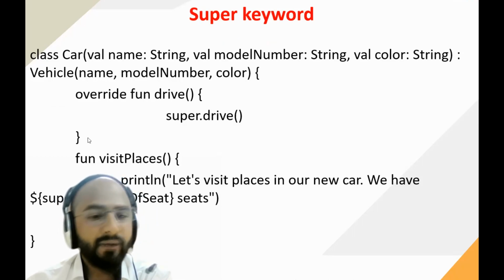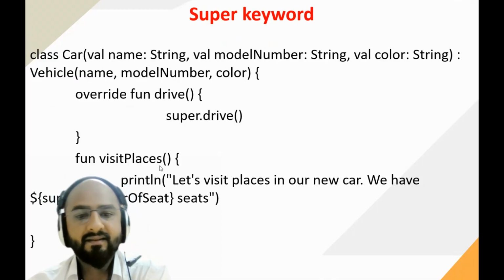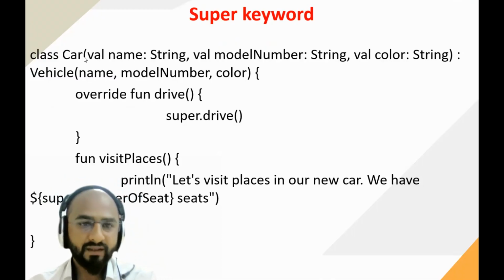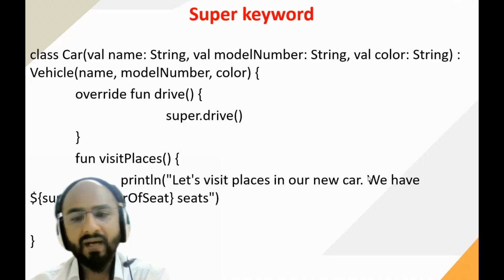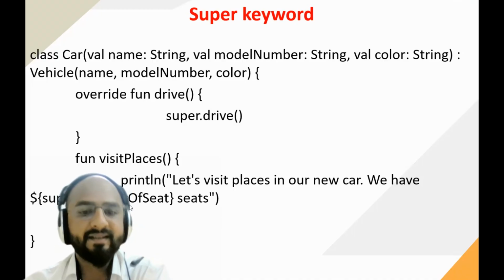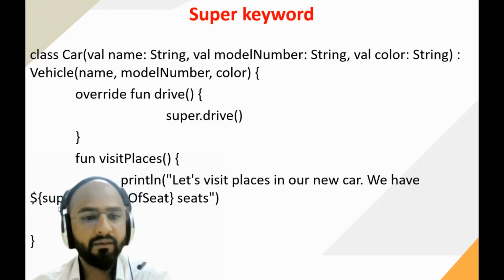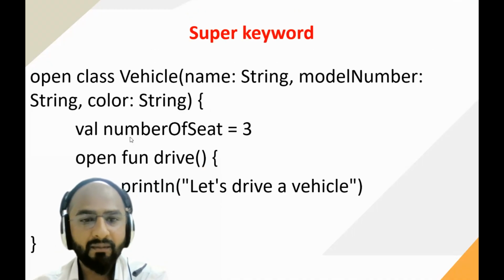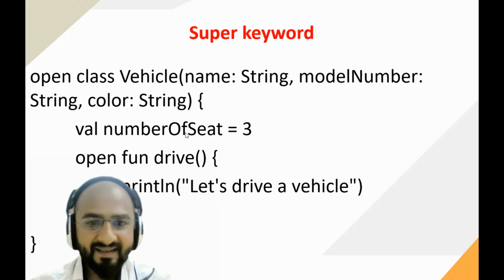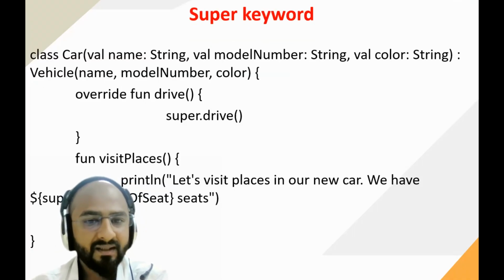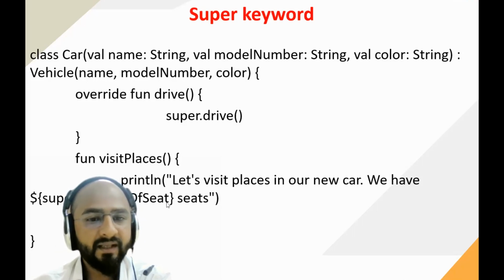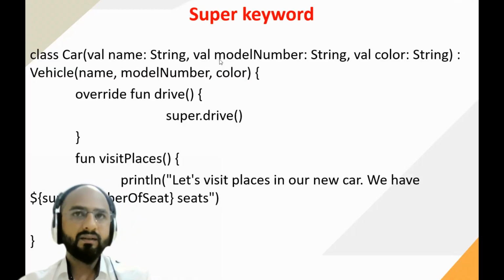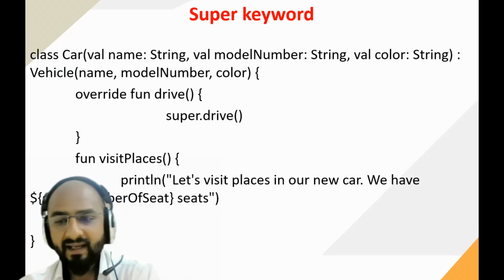In the car class, I have written another method, say for example, visitPlaces. So when I call the visitPlaces method by using the car object, it will print "let's visit some places in the new car." We have super.numberOfSeats. So here also I have used the super keyword. Dollar curly brackets super.numberOfSeats, because the numberOfSeats variable is available in the super class, and I am accessing that super class variable in my child class. That is why I have written dollar curly brackets super.numberOfSeats and closed the curly brackets. So this is the example of the super keyword that I have given to you.